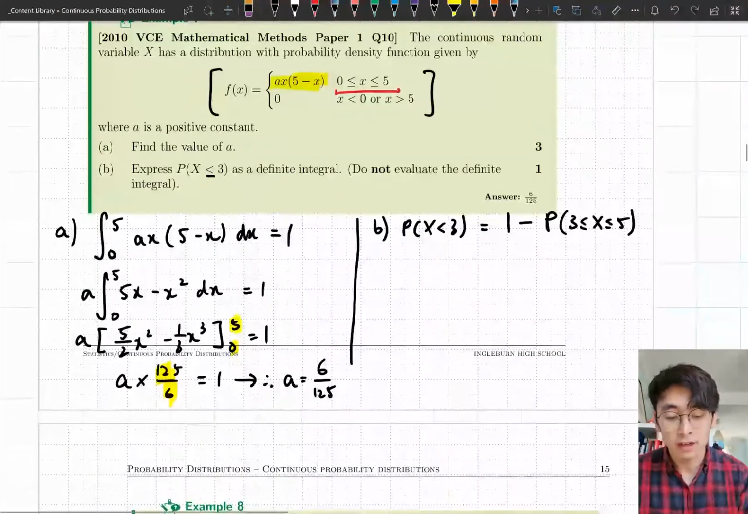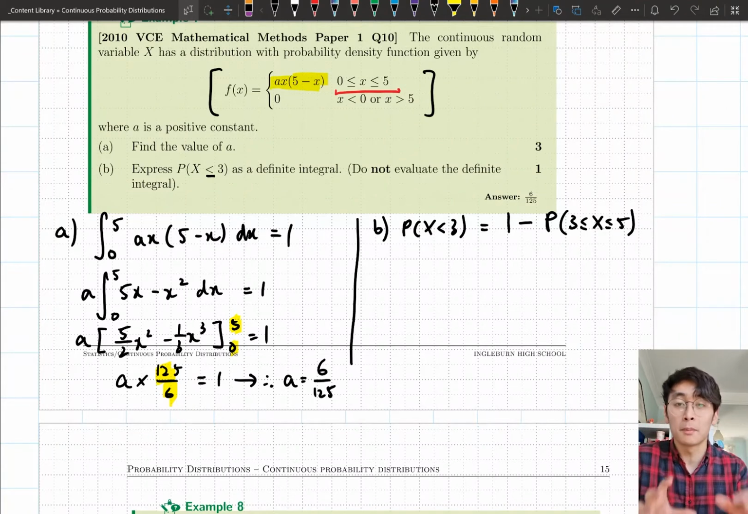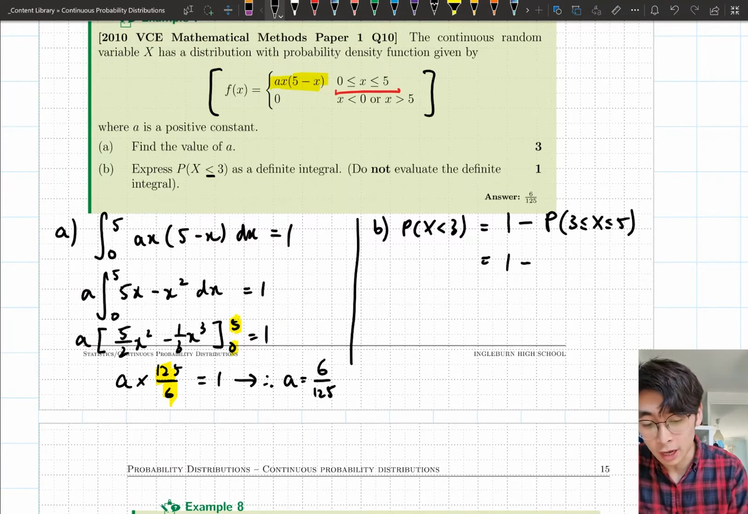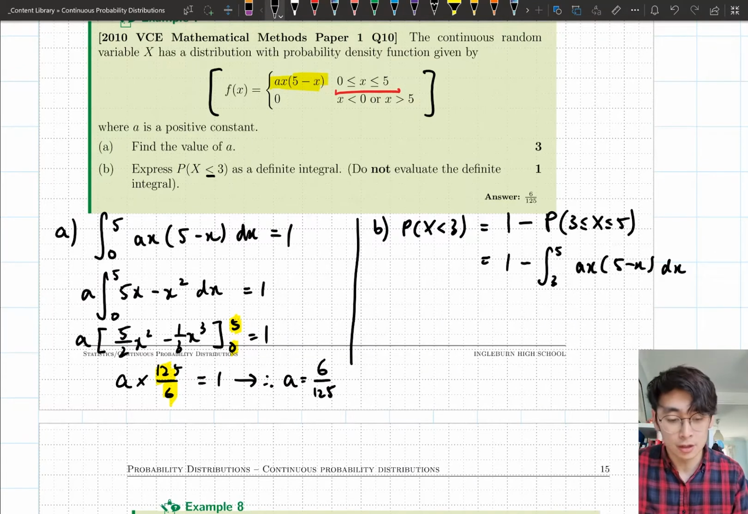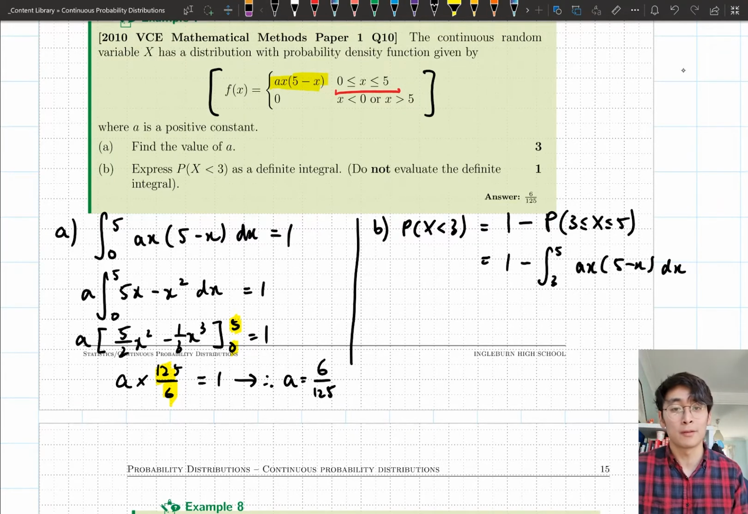So what I need to actually do is, if I want just less than 3, I need to take my whole probability, all my total probability, and subtract the bits that I don't have. So here, this is just the integral where our random variable is between 3 and 5. This just gives me 1 minus, and we don't actually need to evaluate it, the integral from 3 to 5 of ax(5 - x) dx. So that's what I need to do for this particular one. We had to notice that this isn't quite the cumulative distribution function. This is actually a little bit different.